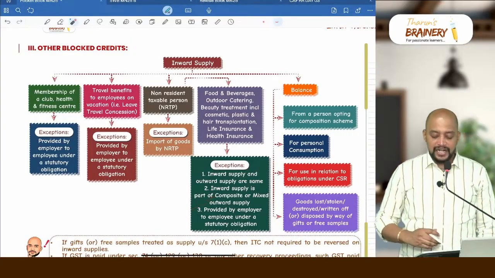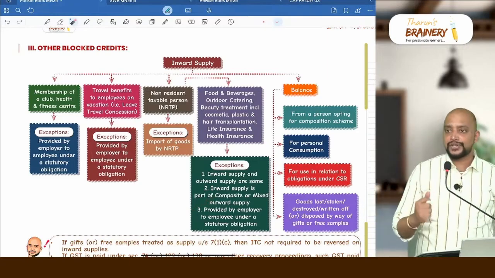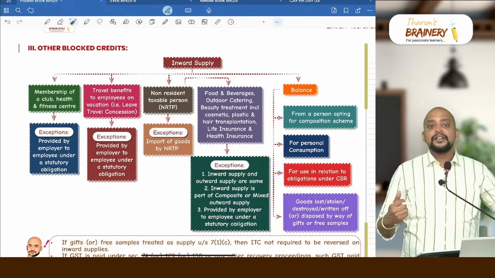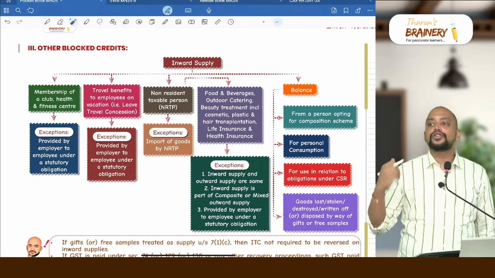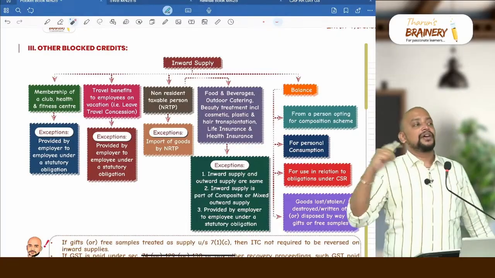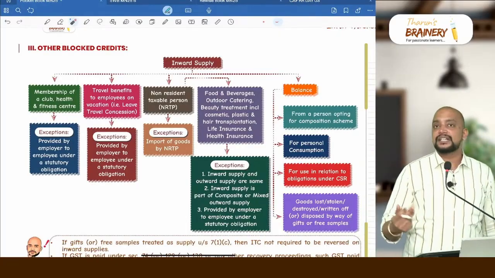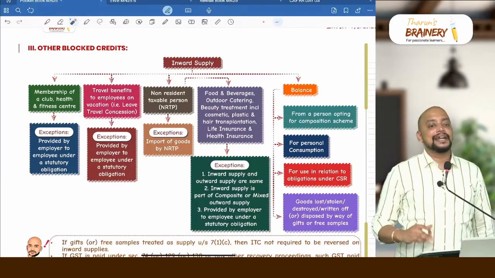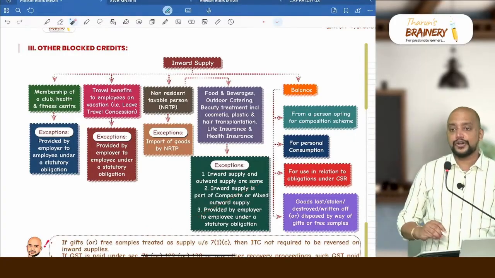Then third, provided by employer to employee under a statutory obligation. For example, if there is a factory which is mandatorily required to provide food to their workers who are working in the factory, for that purpose they receive outdoor catering services. Can they take ITC? Yes, because it is under a statutory obligation.